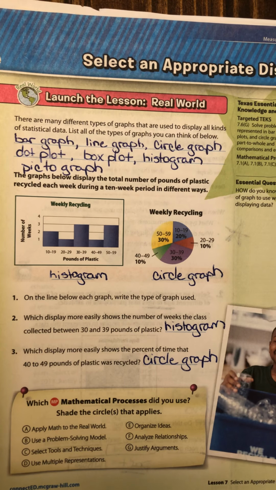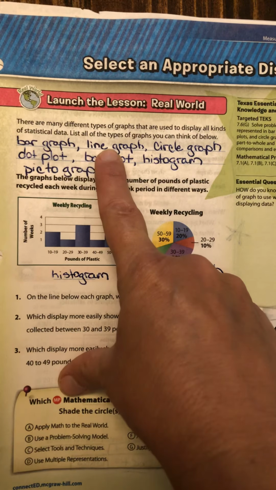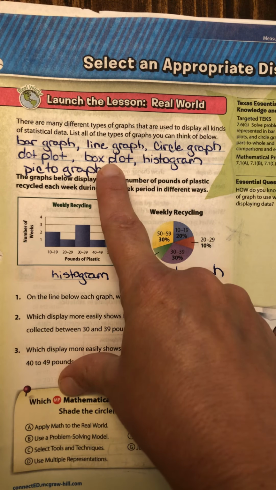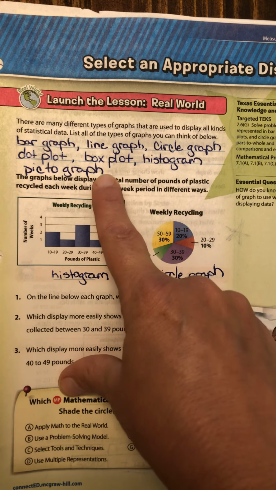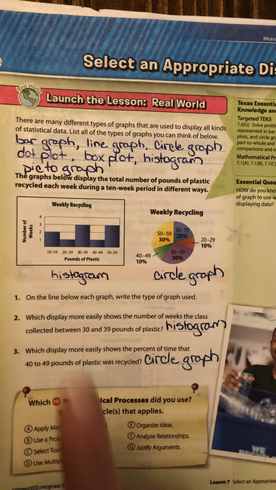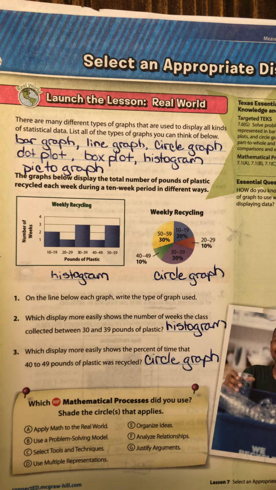This is lesson 7 of our measurement and data unit. Today we're going to talk about selecting an appropriate display. So the first thing we need to know is how many different types of graphs do we know about? So we know there's bar graphs, line graphs, circle graphs, dot plots, box plots, histograms, pictographs. Those are all the ones we've already discussed.